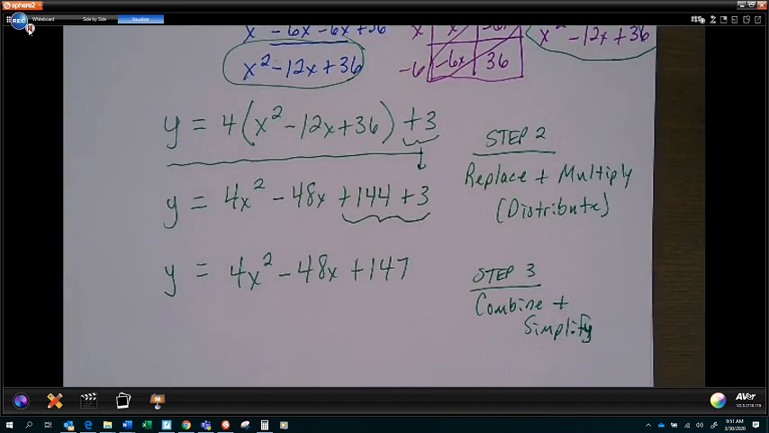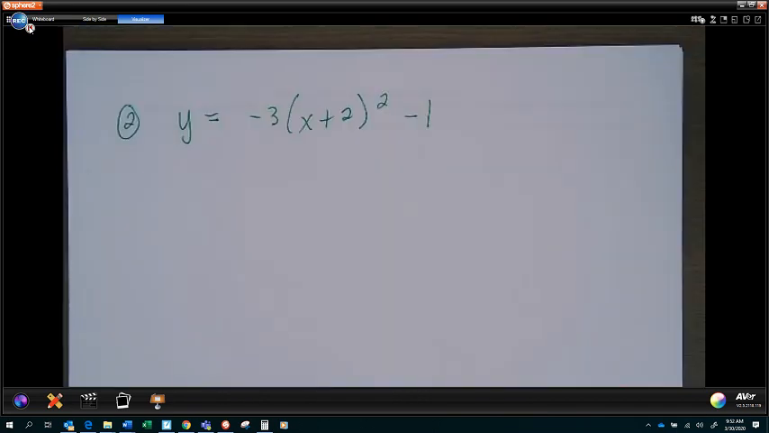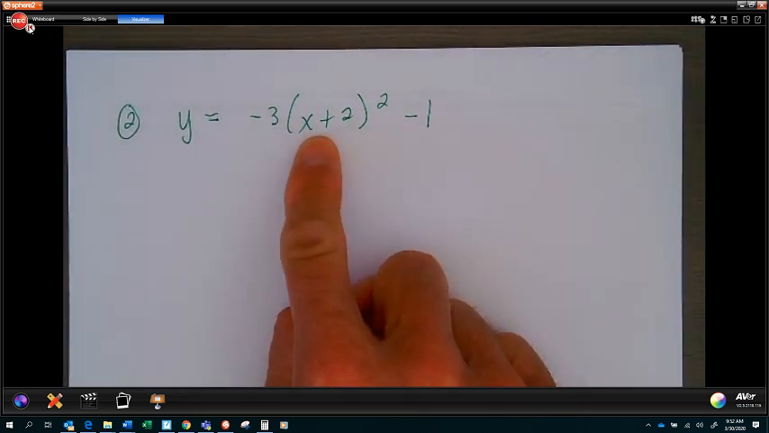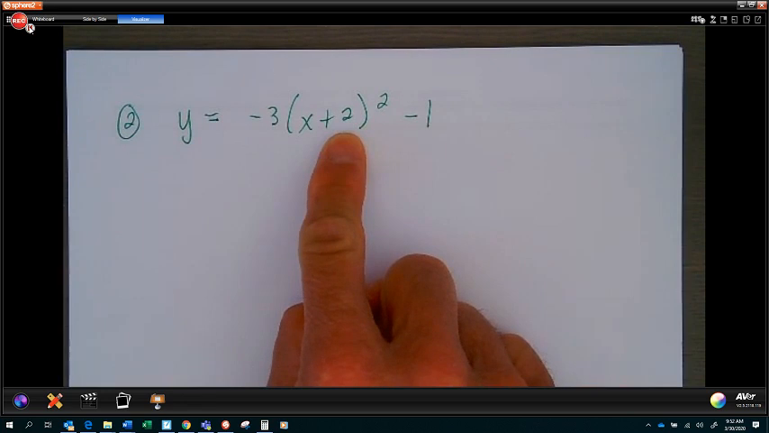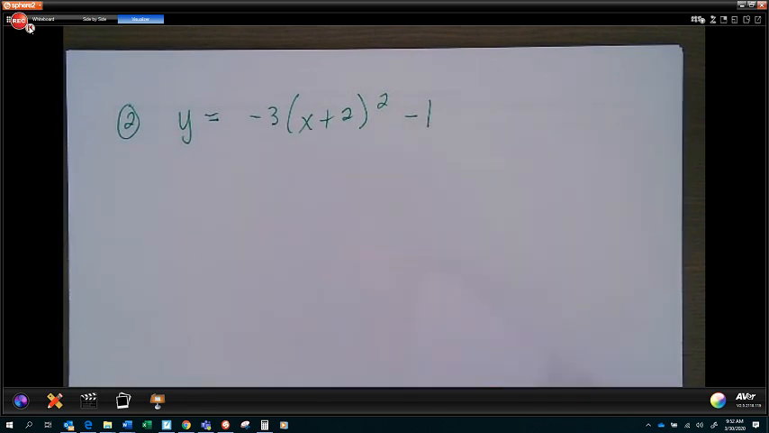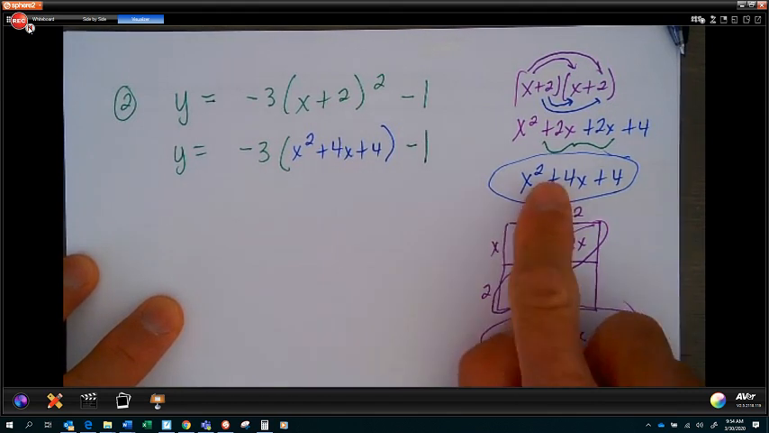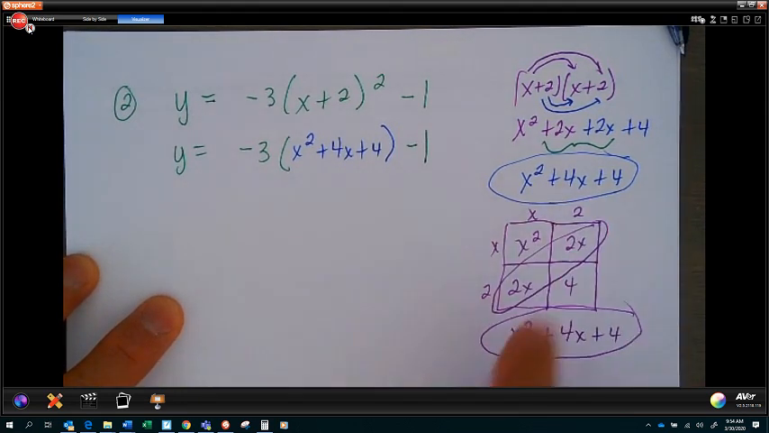Okay, let's try another example. Okay, here's example number 2. Remember, our first step is going to be to expand this right here. So please stop the video, expand this out, and write it below this equation. So stop the video now and expand that out. At this point, you should have multiplied it out and gotten x squared plus 4x plus 4, either method that you chose to do.